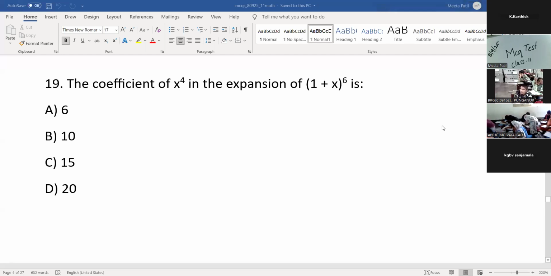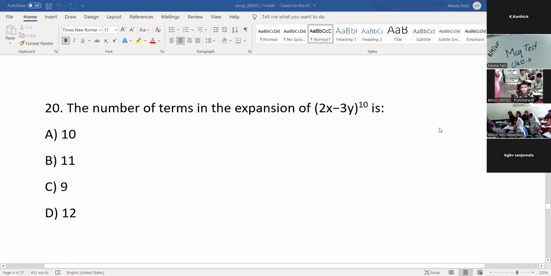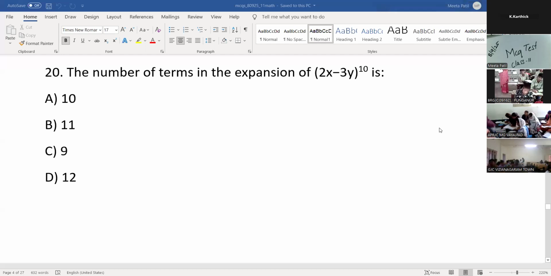Okay, so we will move to the next question now. That is your 20th question. The number of terms in the expansion of (2x - 3y)^10. Here you have the options: option A 10, option B 11, option C 9, and option D 12.